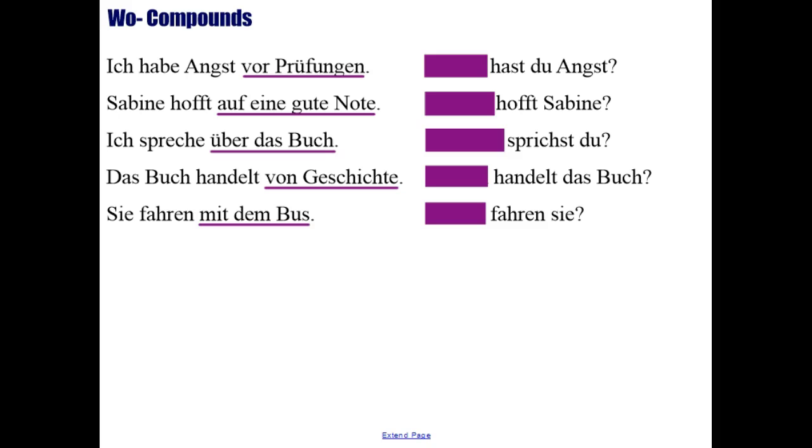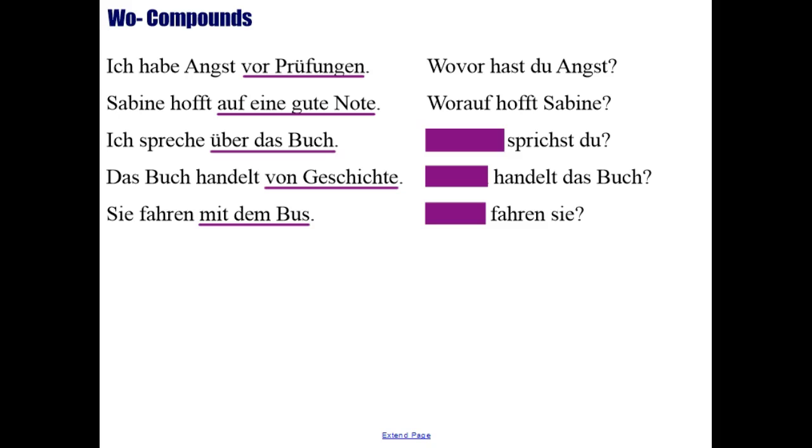Ich habe Angst vor Prüfungen. So I am afraid of tests. If I want to ask the question, what are you afraid of? I could ask, Wovor hast du Angst? Sabine hofft auf eine gute Note. Sabina is hoping for a good grade. To ask the question, what is Sabina hoping for? Worauf hofft Sabine?